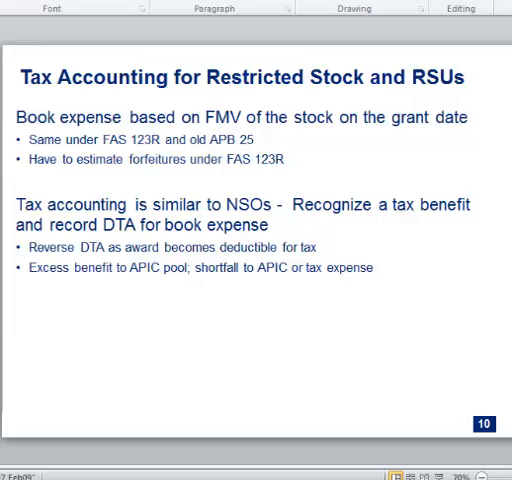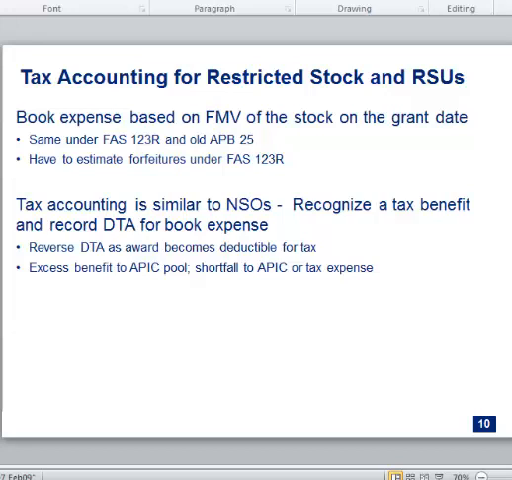Okay? So ideally, books expenses an award, say 25 bucks. You set up a DTA because you can't deduct it. Then you vest, and the stock's still 25 bucks, so you just reverse the DTA and you reduce the payable. Just like every other temp difference we've ever talked about. Okay?